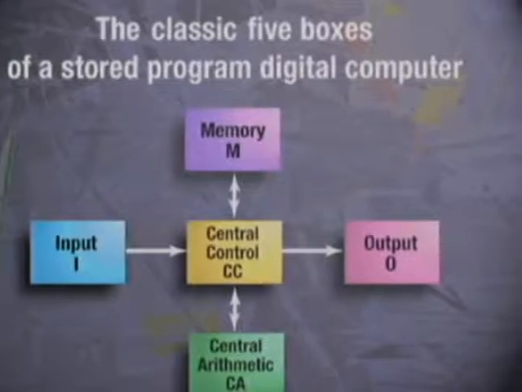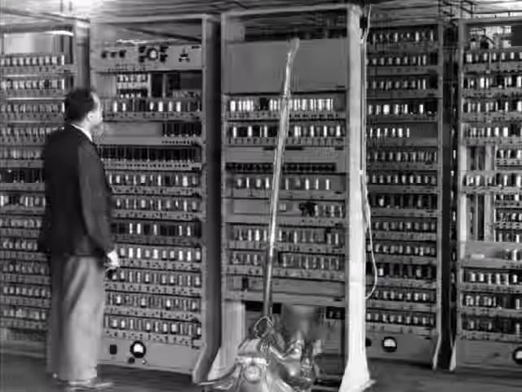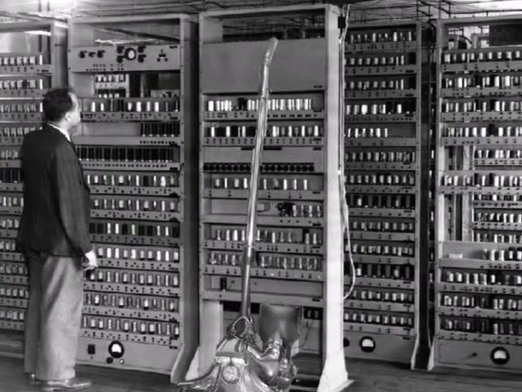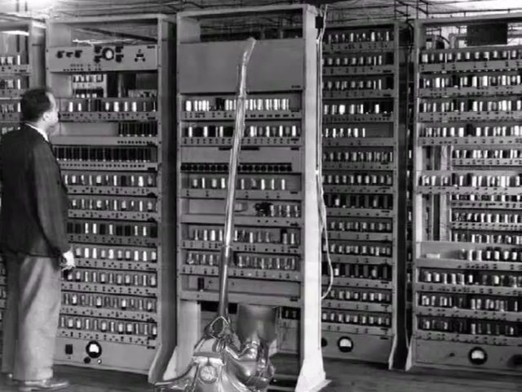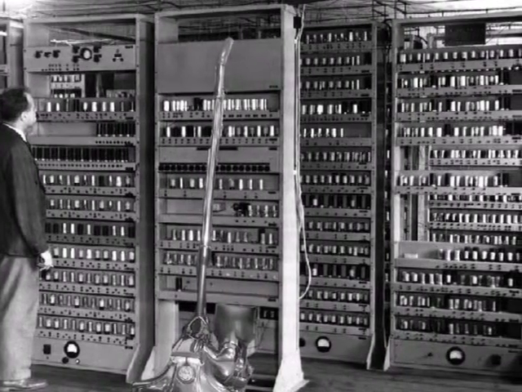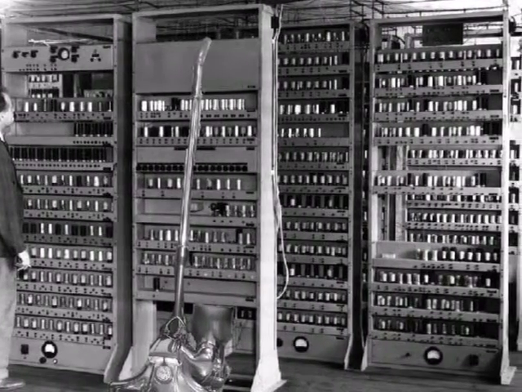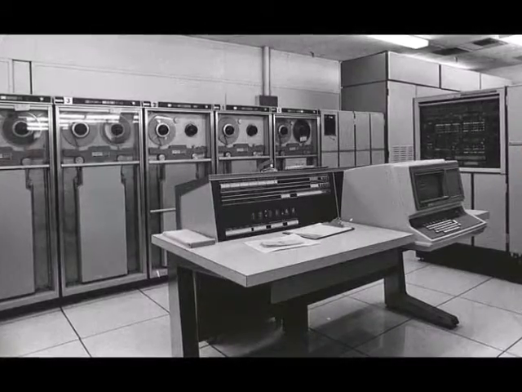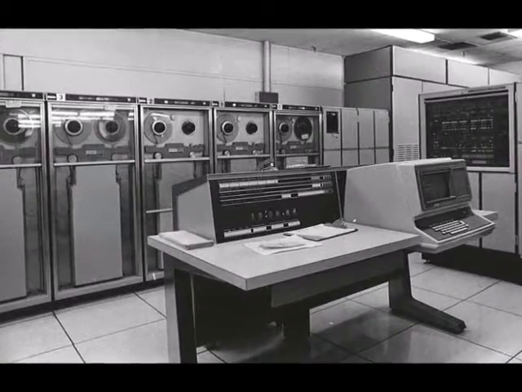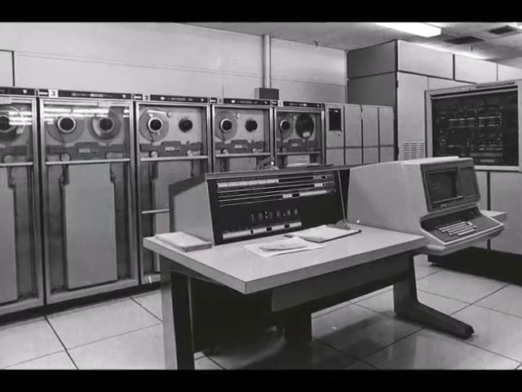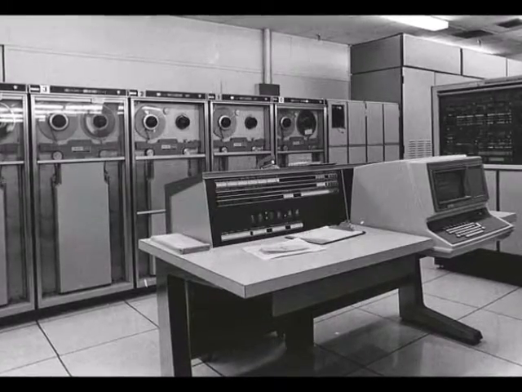Shortly after the creation of EDVAC, the Universal Automatic Computer, or UNIVAC, was created by J. Presper Eckert and John Mauchly, the former creators of ENIAC. These two exchanged ideas, and soon the UNIVAC was finished construction in 1951. The UNIVAC was the first computer to be sold commercially. One UNIVAC cost around $1 million.